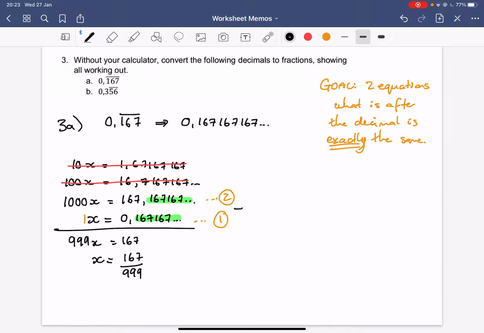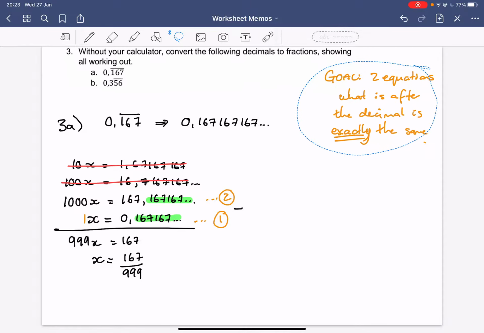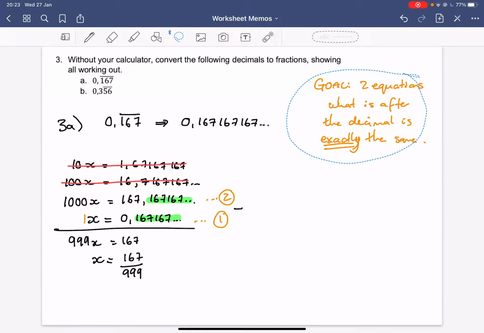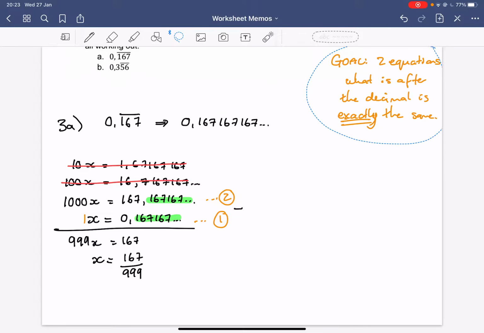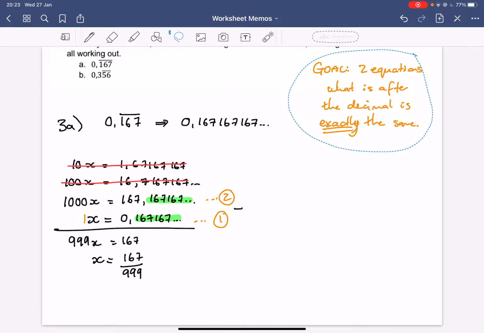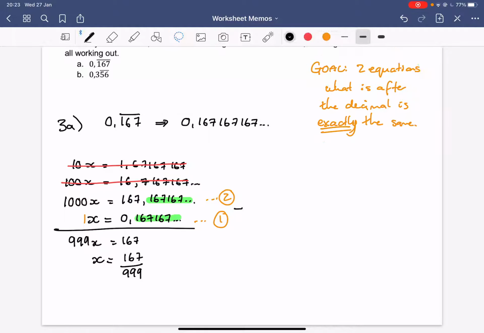I'm not too worried about simplification here, but you can do it if you'd like to. It's always a good idea to simplify, but I didn't mark you incorrect if you didn't simplify for this worksheet, just because we're starting off and I'm trying to give you guys lots of opportunities to learn.